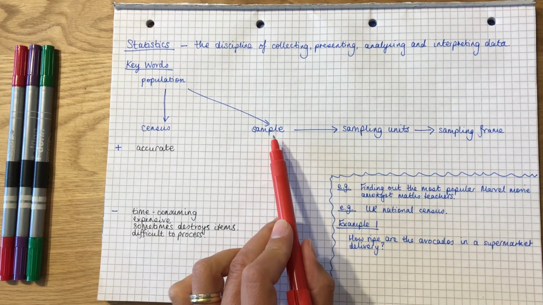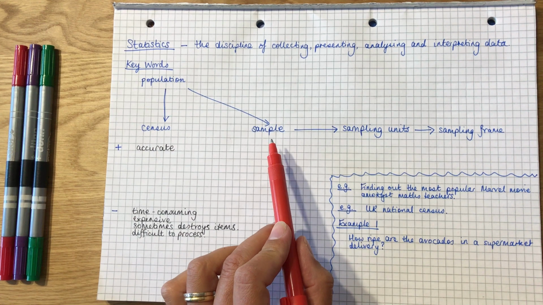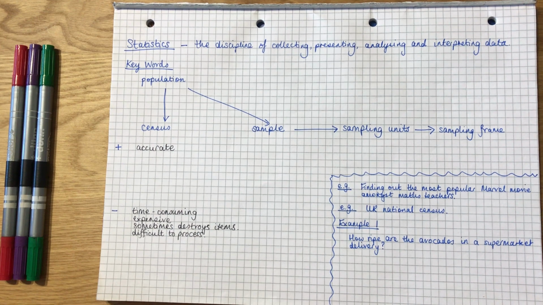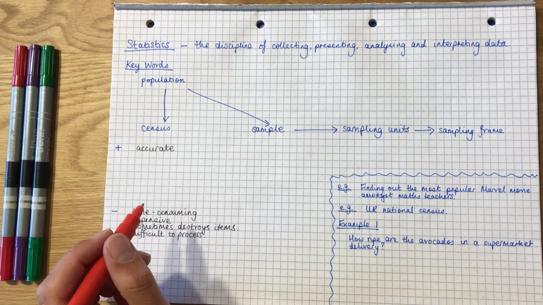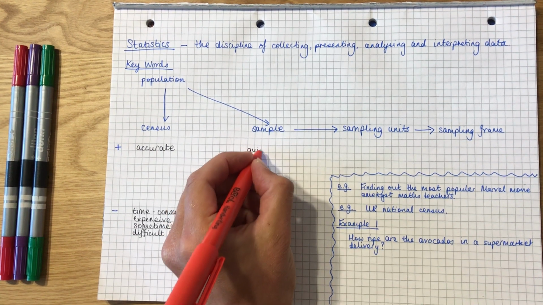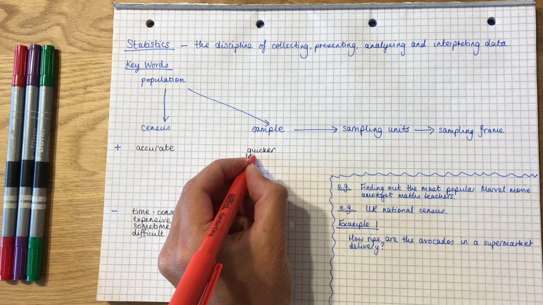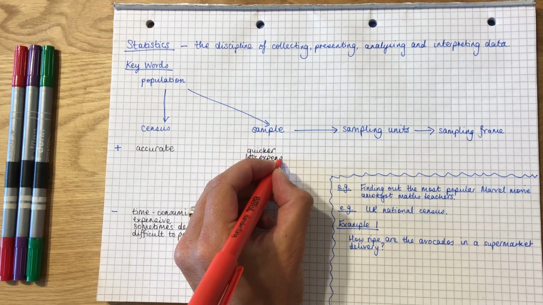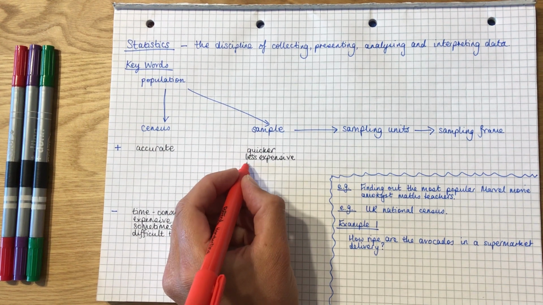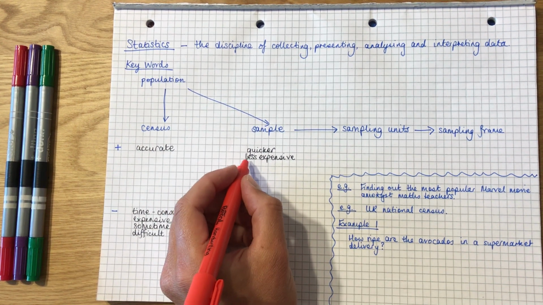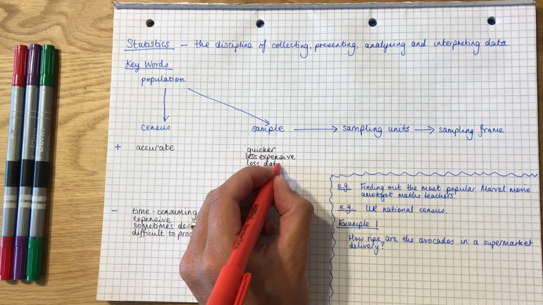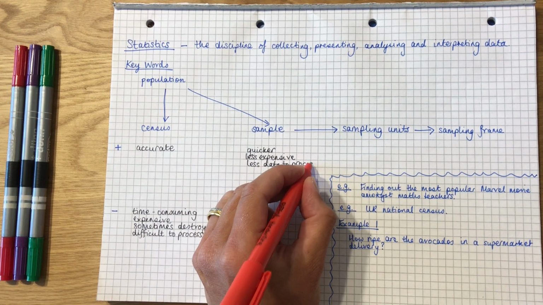However, if we take a sample, if we take a smaller subset of the population, that can sometimes be a little bit more helpful for us. So a sample is great because it's less time consuming, so it's quicker. It's also less expensive because you're dealing with fewer pieces of information. Fewer people have to respond if we're talking about people. There's less data to process, which makes it easier to process.